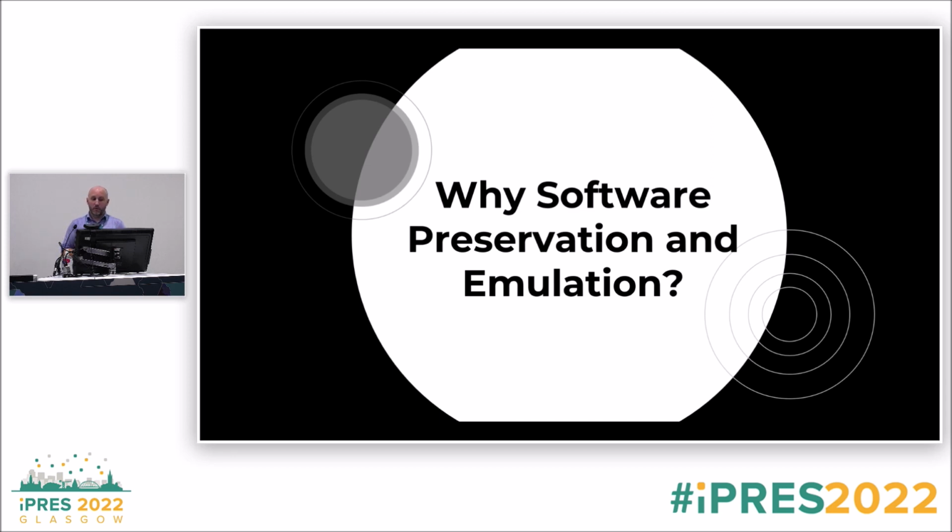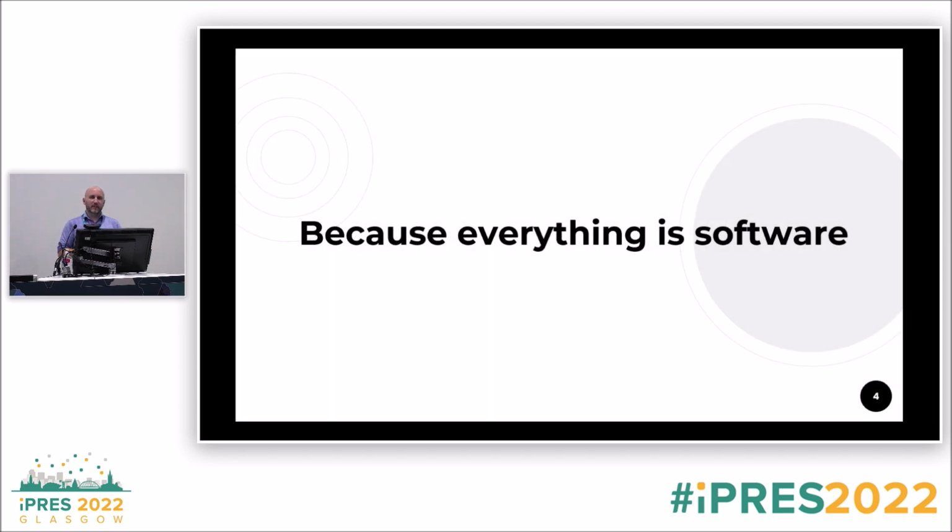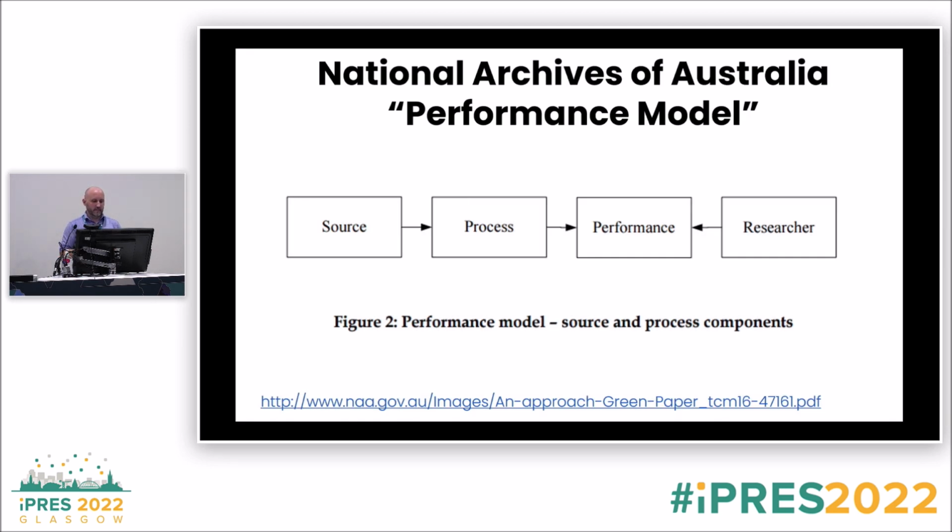So, firstly, why software preservation and emulation? Why should we care at all about any of this? Quickest answer is because everything is software. Many of you hopefully have seen this quite old paper now from the National Archives of Australia, where they outlined what they call the performance model, in which they established that all digital interactions are performances, where you have files and hardware and software files, and they all come together to provide a performance that the researcher interacts with.